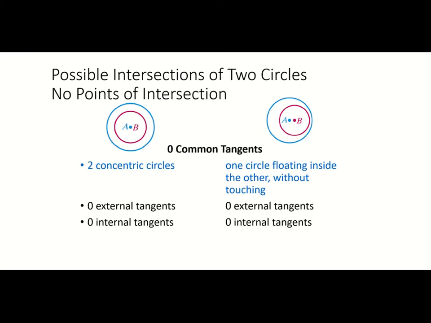All right, and if you have two circles that are either concentric or one circle is inside the other and they may not have the same center, there can be no common tangents. There's no lines that can touch both circles at only one point.